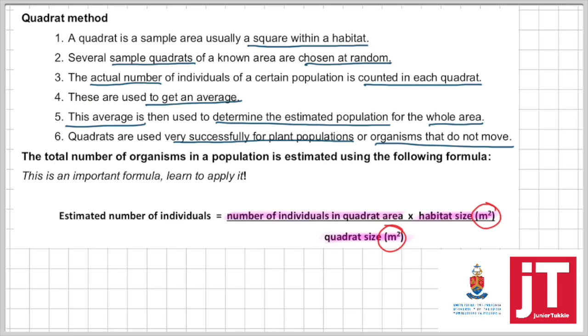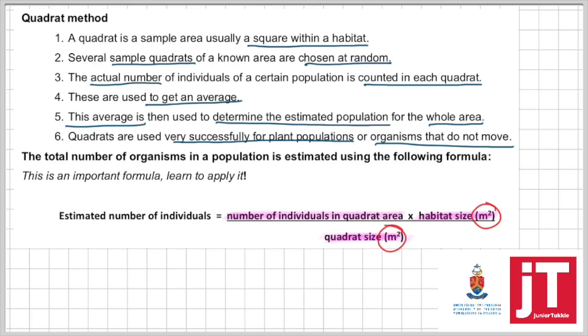Okay, so here we're looking at the number of individuals in a quadrat area. So this is that sample area. And then my habitat size, which I need to know. In other words, we need to make sure we know the area of the habitat that we're taking the samples in. And we need to know what our quadrat size is, in other words, our sample size.